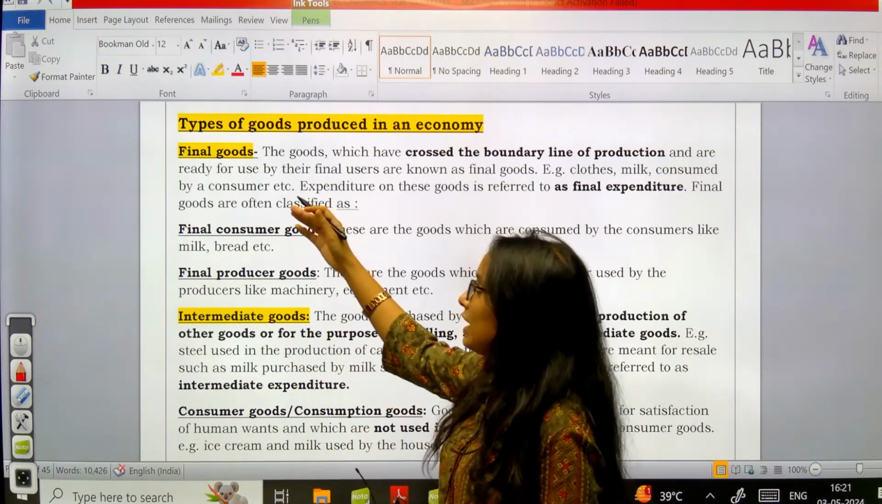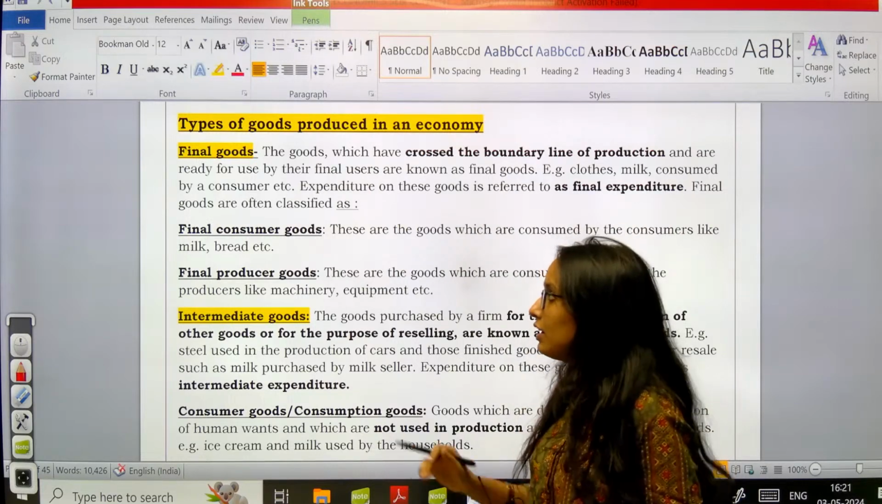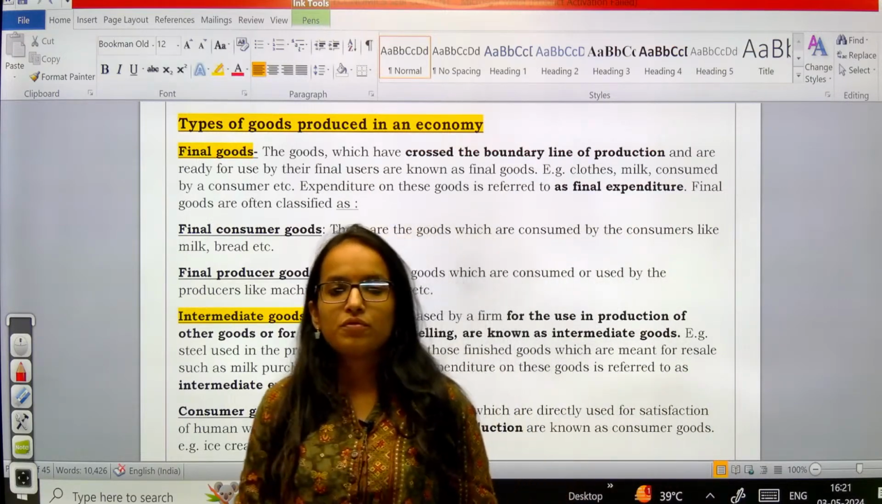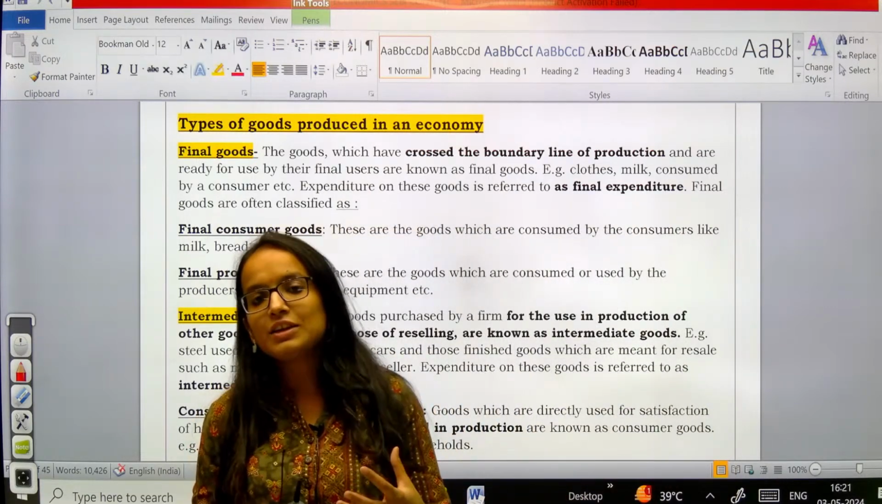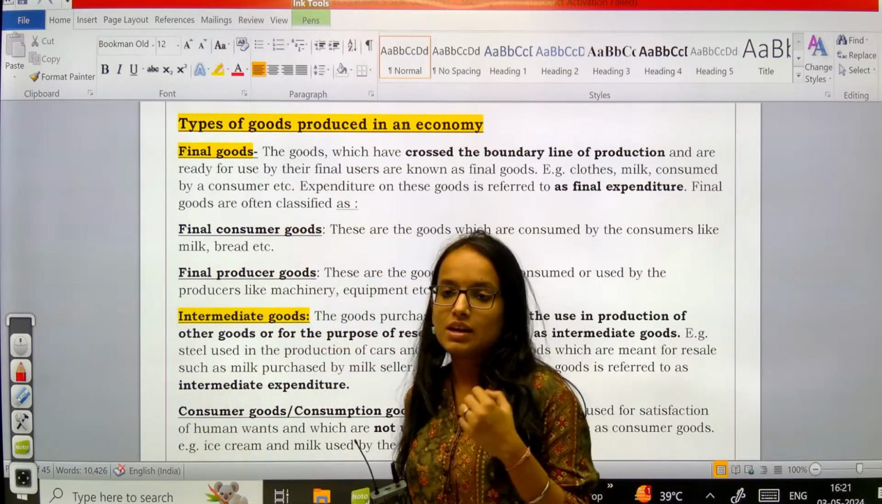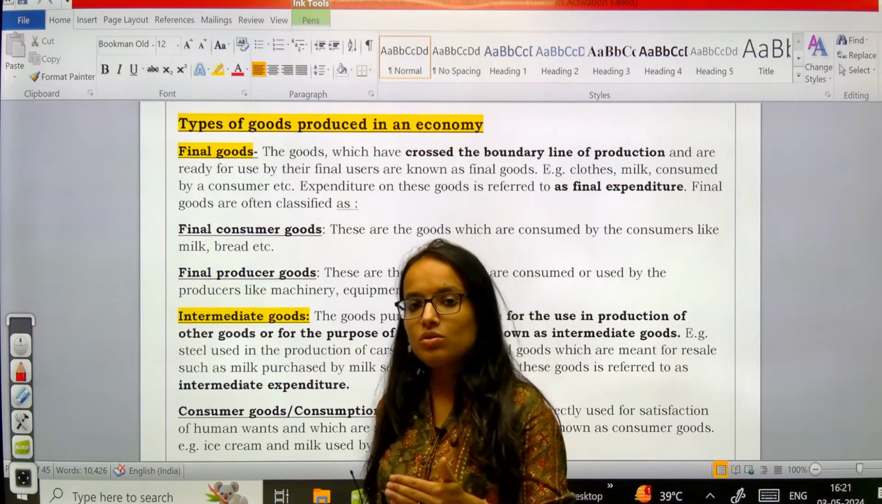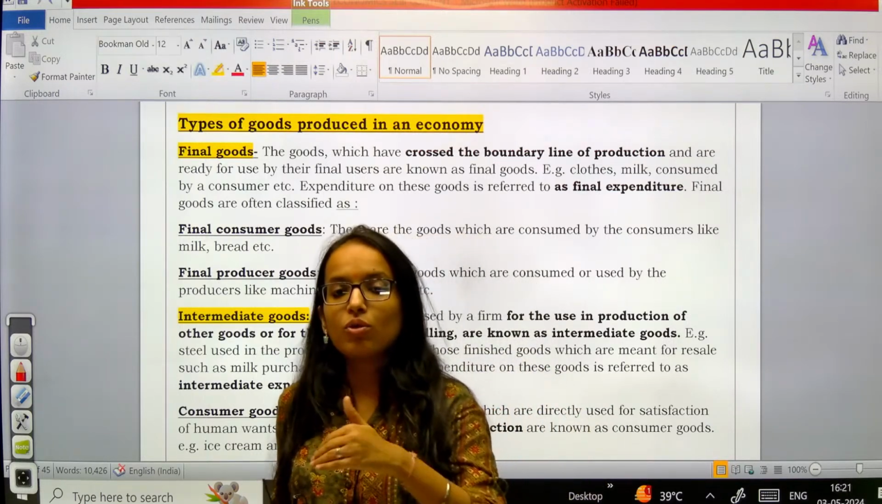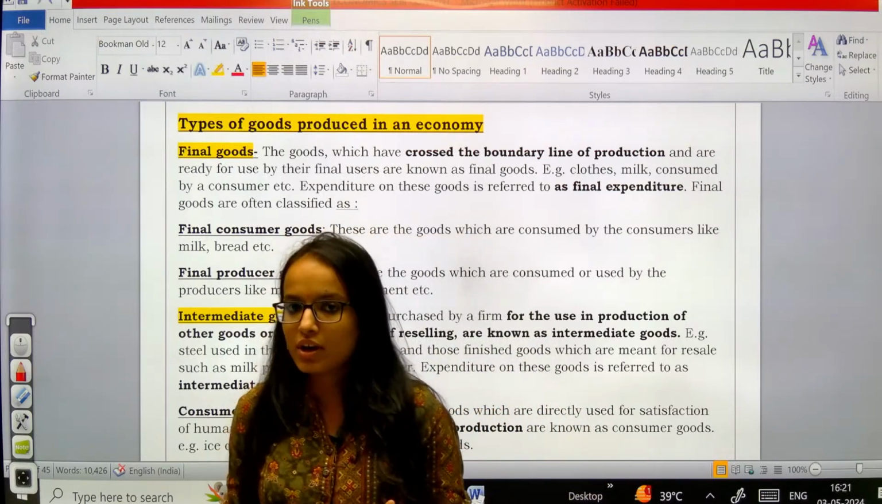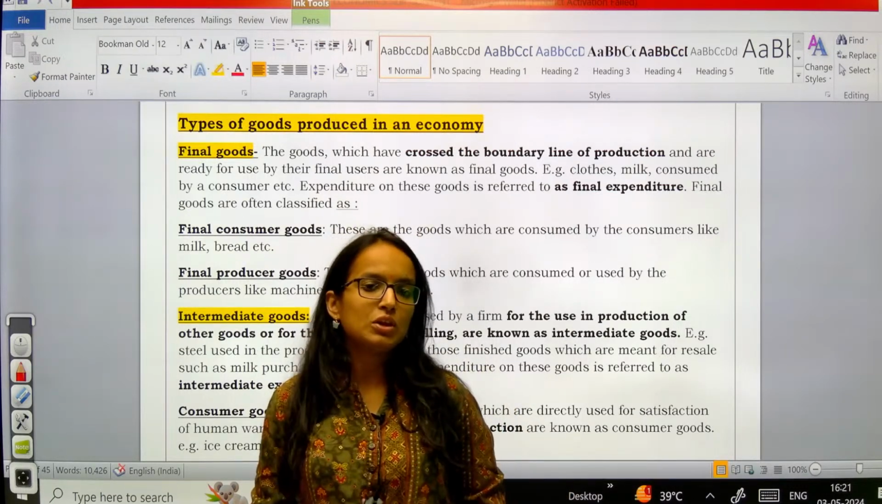All right. So the heading is types of goods produced in an economy. The first category of goods which are produced in any economy is the category of final goods. As I have already discussed with you, what is a final good? A final good is a good which has crossed the boundary line of production, or in which there is no need of any kind of value addition.